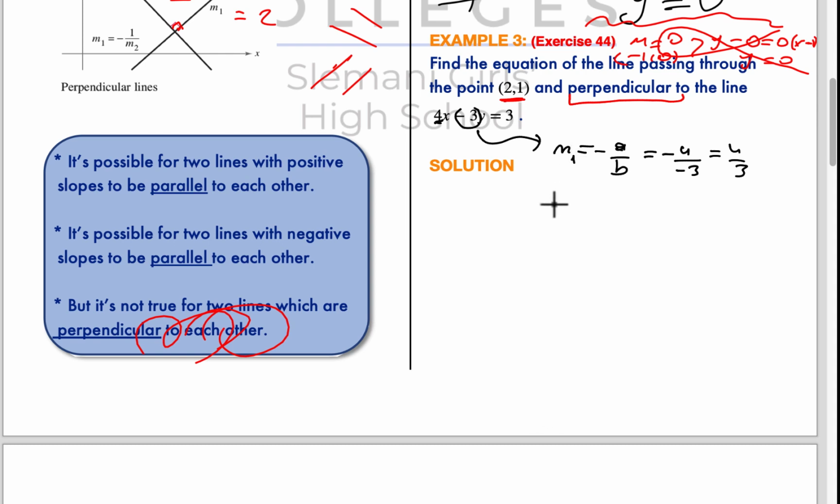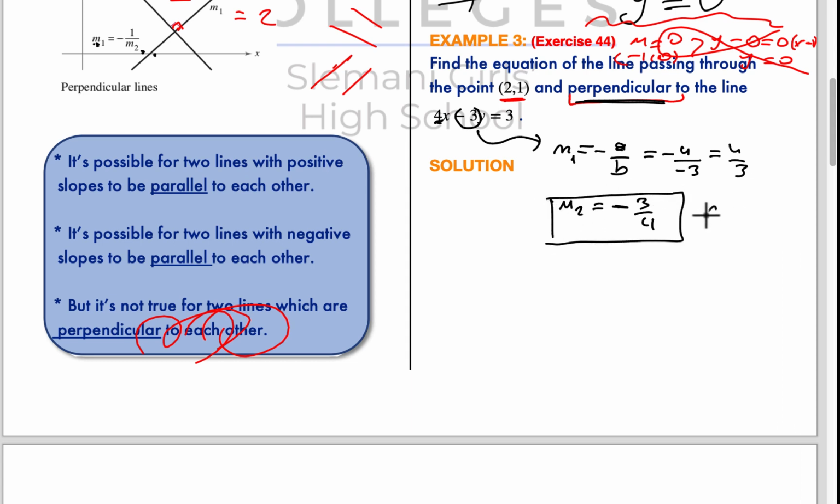If this is m1, what is your m2? Remember, if lines are perpendicular to each other, their slopes are opposite reciprocals, which means you take the opposite of this number. If it were negative, it would be positive. If it is positive, the other one will be negative. You take the opposite of the slope of the given line and flip it, reciprocate it. 4 over 3, when you flip it, is 3 over 4. 4 over 3 and negative 3 over 4 are opposite reciprocals. So I got the slope of the unknown line.